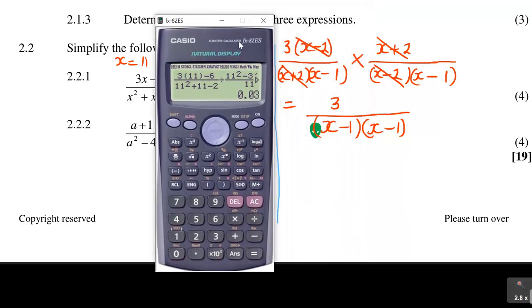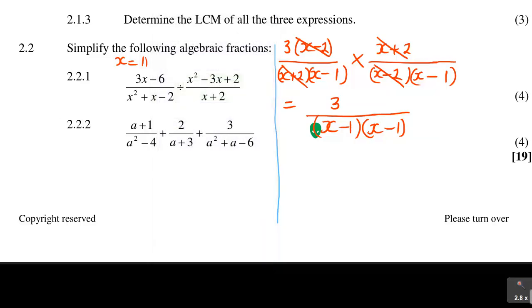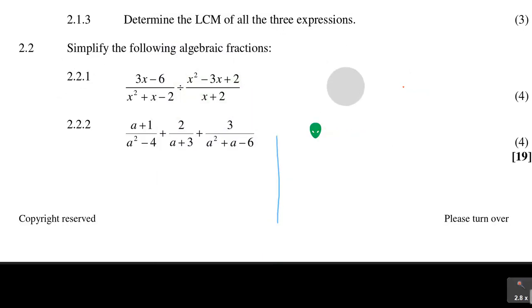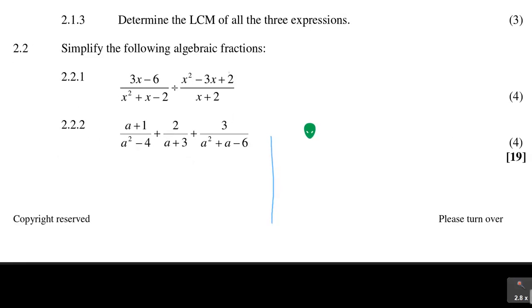I must get the same answer in here. So it will be bracket 3 over, remember x is 11, minus 1, then again it's 11 minus 1. I must get 3 over 100. This is the same answer, or 0.03. So it means my simplification here is definitely correct. So guys, that's what I do. 4 marks is yours.